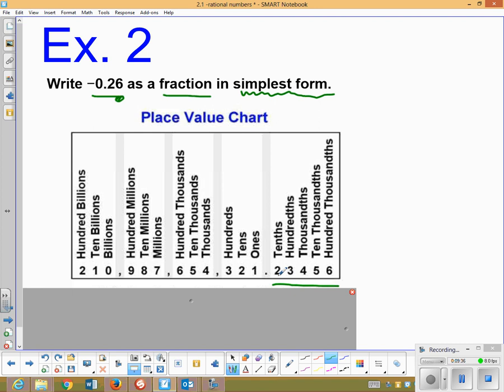So when we do that, we're going to get 26. What can we divide that by? We can divide this by 2. And so since we divide this by 2, the top will be negative 13 over, and the bottom half of 100 will be 50. So this would be my final answer for this decimal.